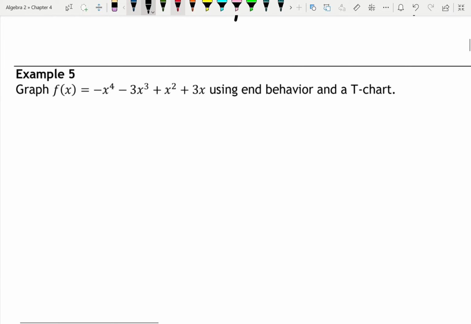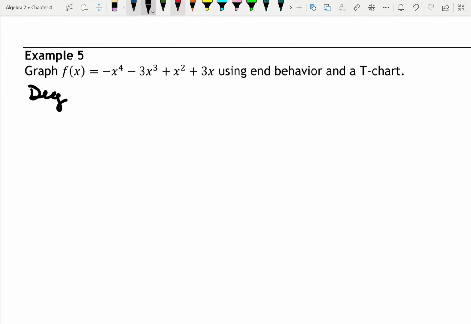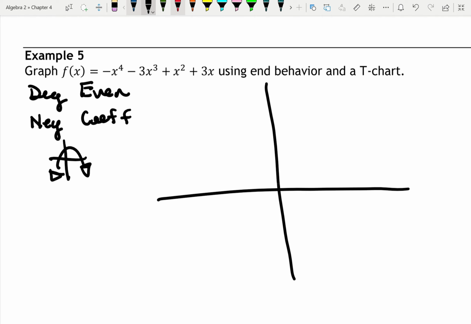All right, number 5, we're supposed to graph this function using end behavior and a t-chart. So let's first off deal with the end behavior. The degree is even, and we have a negative coefficient. So again, whenever I think about this, a degree being even means it's going to roughly look like a parabola. And the negative coefficient means the parabola is going to be facing down. So this is the picture that I have in my head, parabola facing down. So we want to draw a little coordinate plane, and we're going to have our arrows going down on the left and the right side.